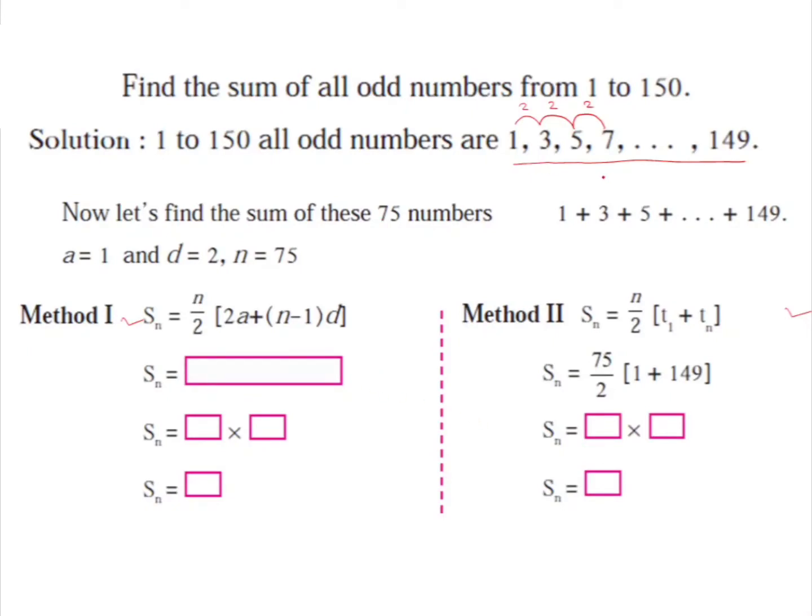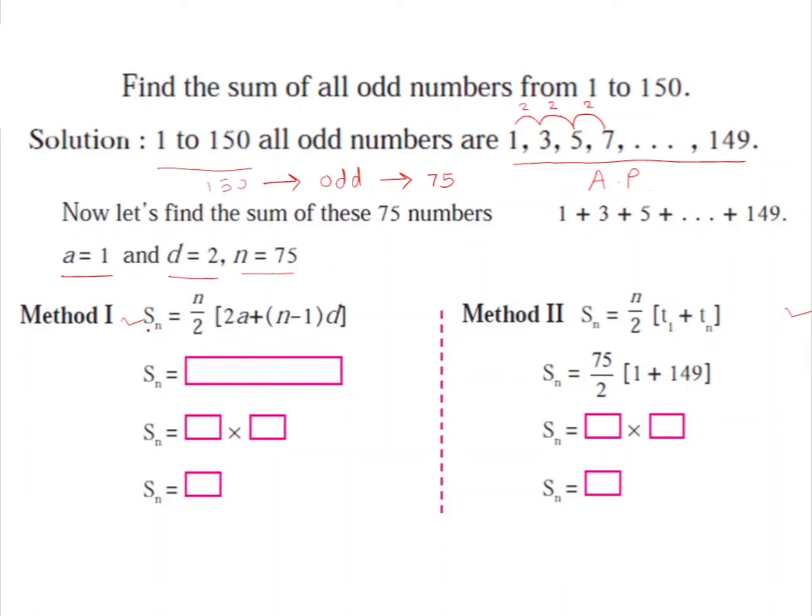This is an AP, and for this AP we have the first term and the common difference. The first term a is 1, which is needed in this formula, and the common difference is 2. And how many terms are there? n is equal to 75, because there are 150 numbers from 1 to 150, but from these we need only odd numbers. Half of them must be odd numbers. So as total 150 numbers are there, half of them, that means 75 numbers, are odd numbers. That's why here n is taken to be 75.